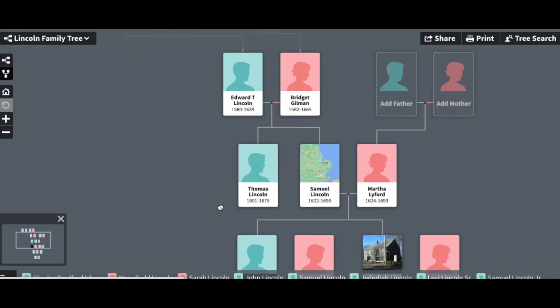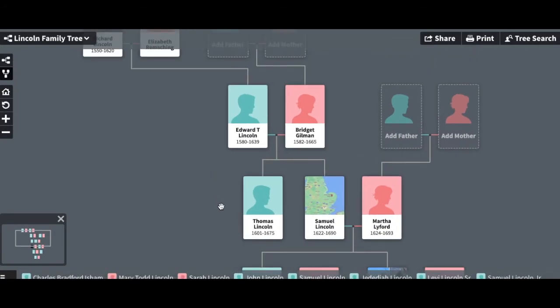Sr. was the son of Edward Thomas Lincoln and Bridget Gilman. Edward Thomas Lincoln was born in Swanton Morley, Norfolk, England in 1580 and died in 1639 in Hingham, Norfolk, England. He came from a prominent local family and was born into money, but was disinherited after falling out with his father. This sank the family into poverty, which ultimately was the impetus for his sons Thomas and Samuel, previously mentioned, to come to the U.S.